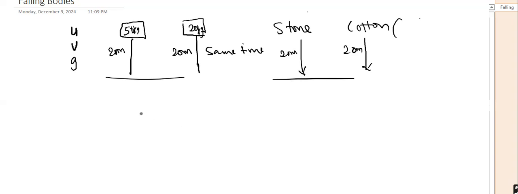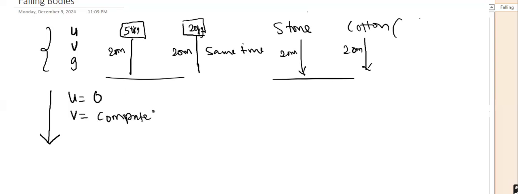Just as I said before now, what happens to these three parameters when a body is falling or when a body is being thrown upward? So let's look at when a body is falling down. So I'm just going to give a direction this way. Now, when a body is falling down, it means that the initial velocity is going to be 0. The final velocity can be computed or calculated as the case may be, or may be given. That means it can be determined.